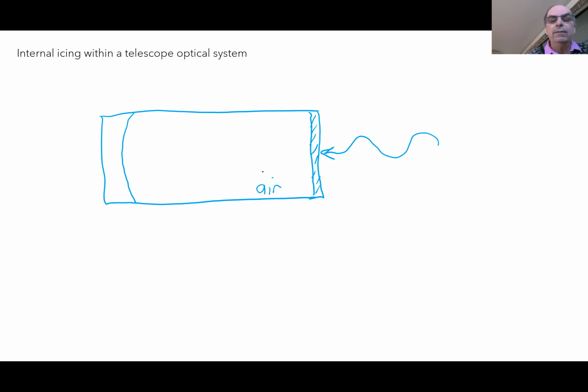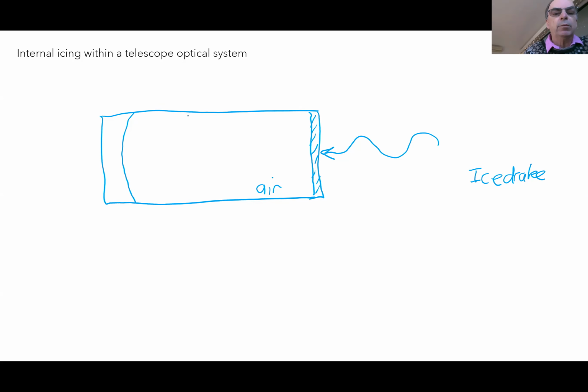Ideally, if you could put a vacuum in there, the problem would be solved, but that requires a very strong telescope tube and optics in order to resist atmospheric pressure, which may be possible. And I encourage you to look at the Ice Drake presentation at this meeting, which discusses exactly that idea, having a vacuum to remove the possibility of internal icing. But let's just assume we have air. How do we get rid of icing inside the telescope?